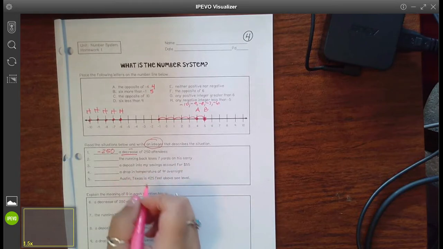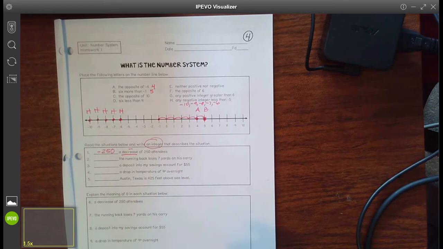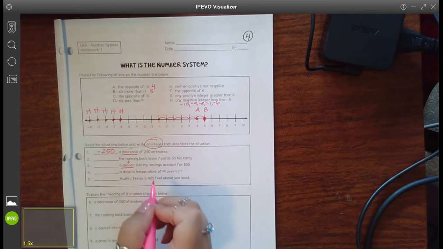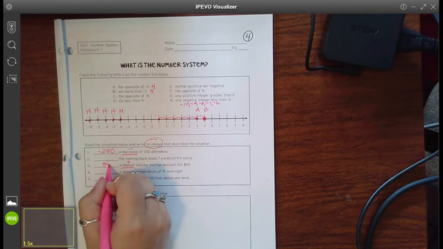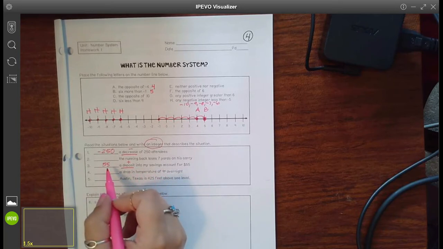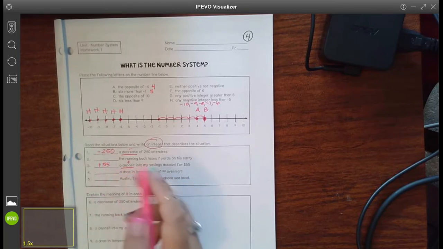I want to do number 3. A deposit into my savings account for $55. Which one do you think is the key word? Deposit. Now, does deposit mean that you're adding to your account or subtracting from your account? It means that you're adding to your account. You're depositing more money. How much money are you depositing? $55. Now, you could choose to just write 55 or you can put a plus sign in front of it. When it's a positive integer, you don't have to put a plus sign. You only need to put a sign if it's indicating that it's a negative integer.